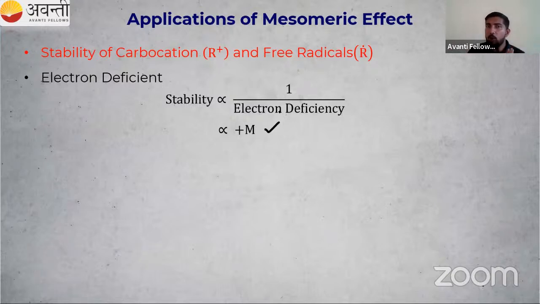That's the point. So how to remember? R plus, so plus charge. So carbocation stability is proportional to plus M. Free radical stability is the same as that of carbocation. It is also directly proportional to plus M effect.